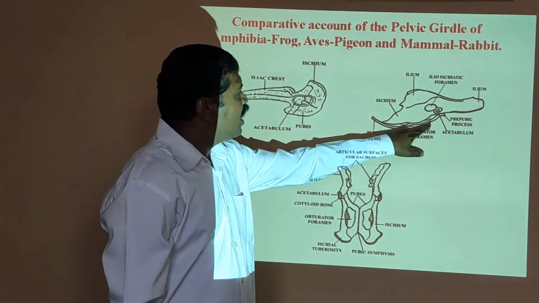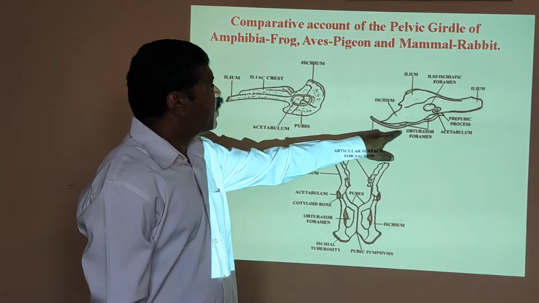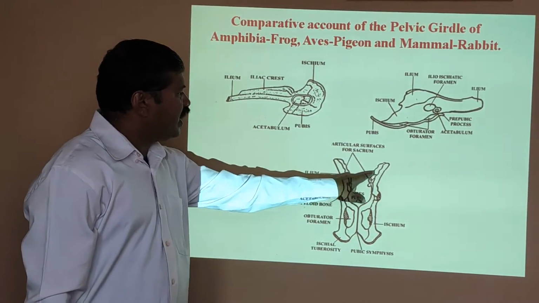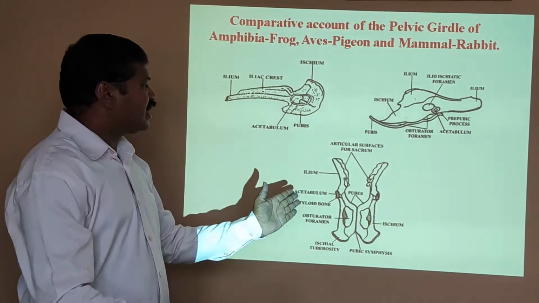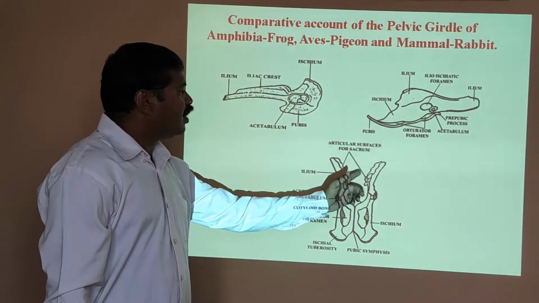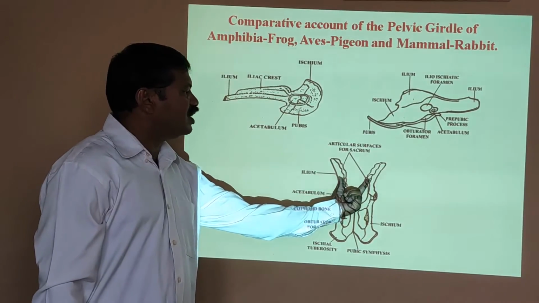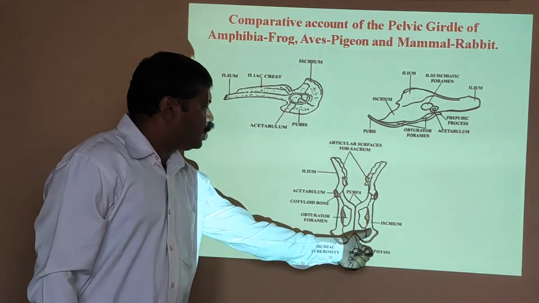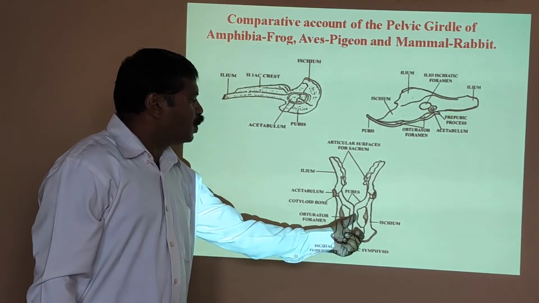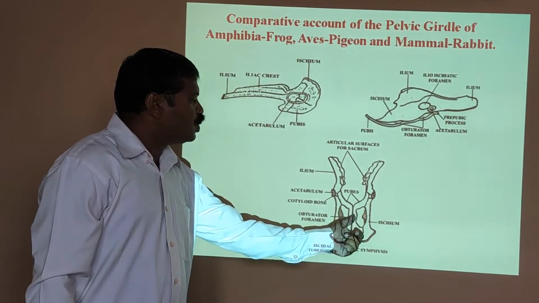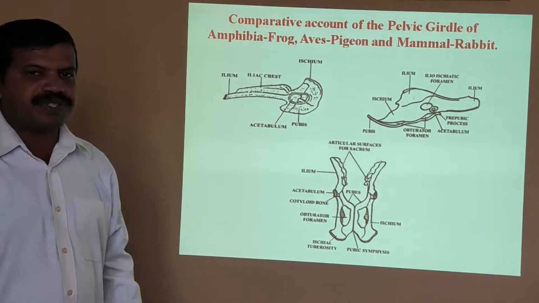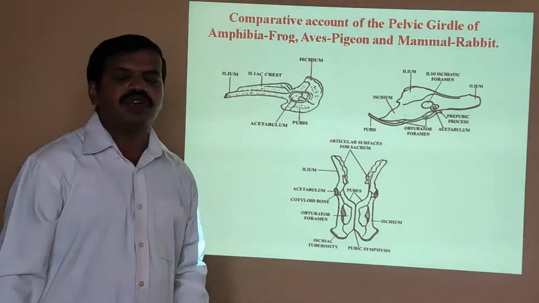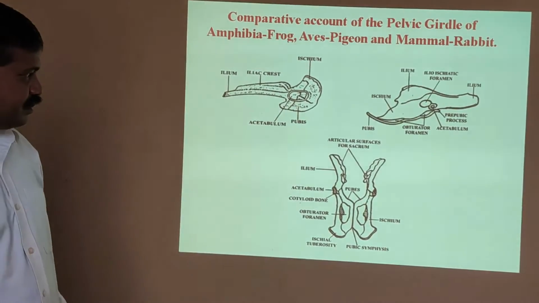This is the ischium, and a small slender bone is called the pubis. In the case of the rabbit, you can see at the anterior end there are two wing-like extensions having facets for articulation with the sacrum. These two bones are called the ilium, and these two are the ischium. And there are two important bones. These two bones are called the pubis. Both of them are united to form a structure called the pubic symphysis.